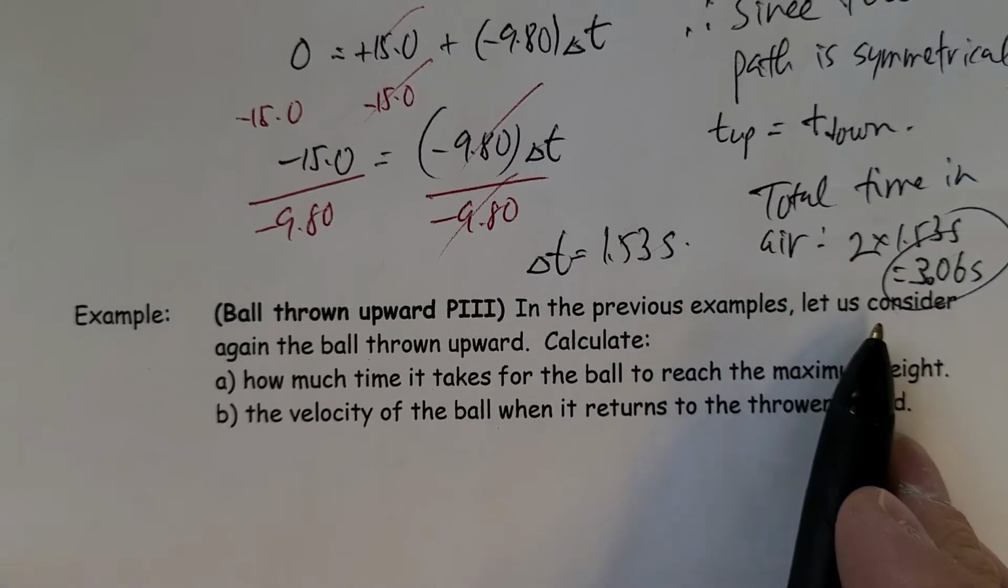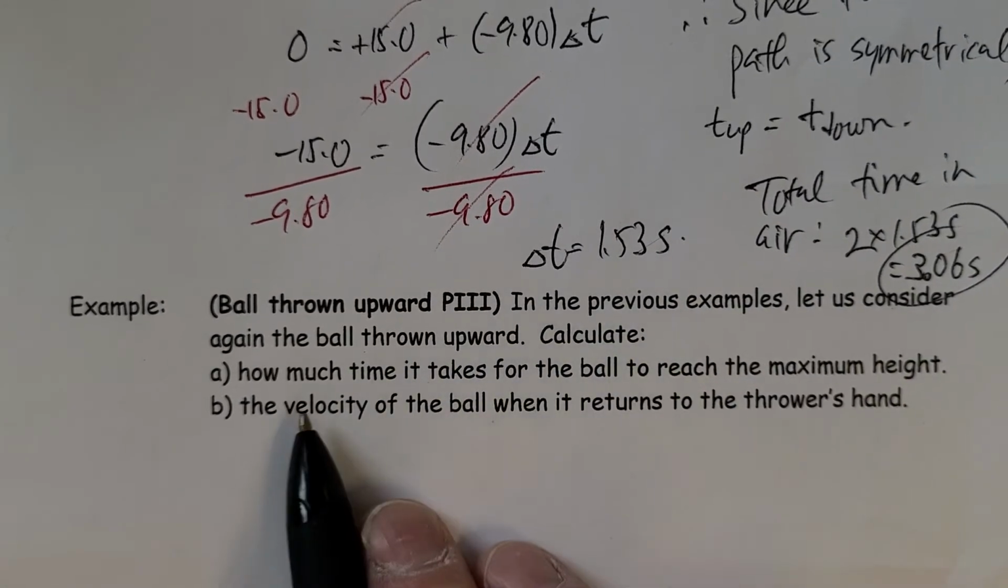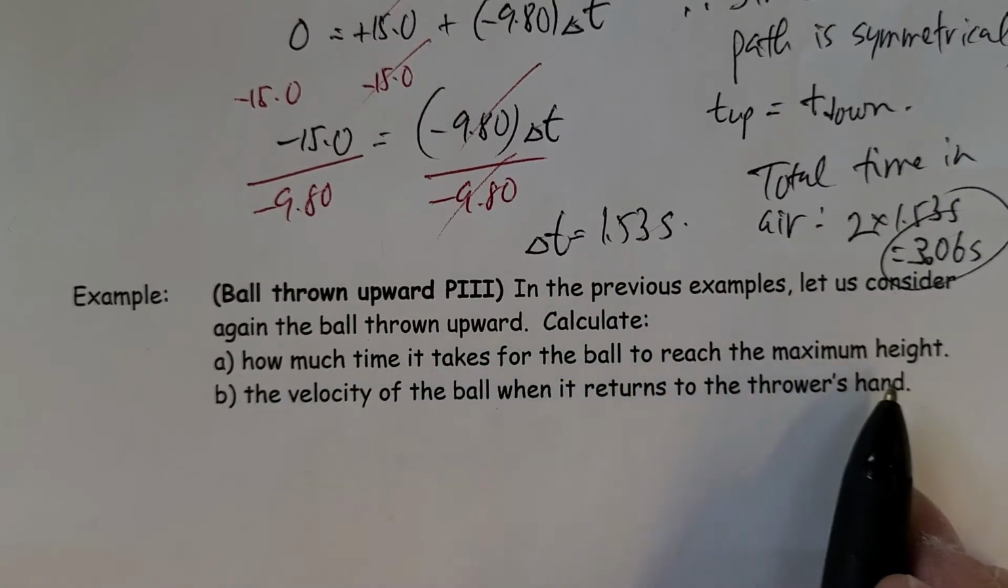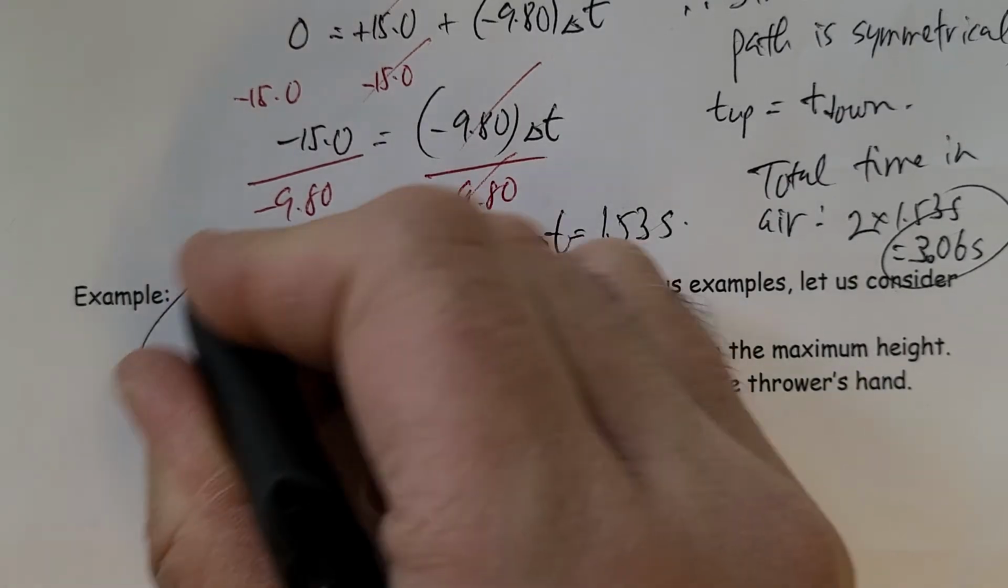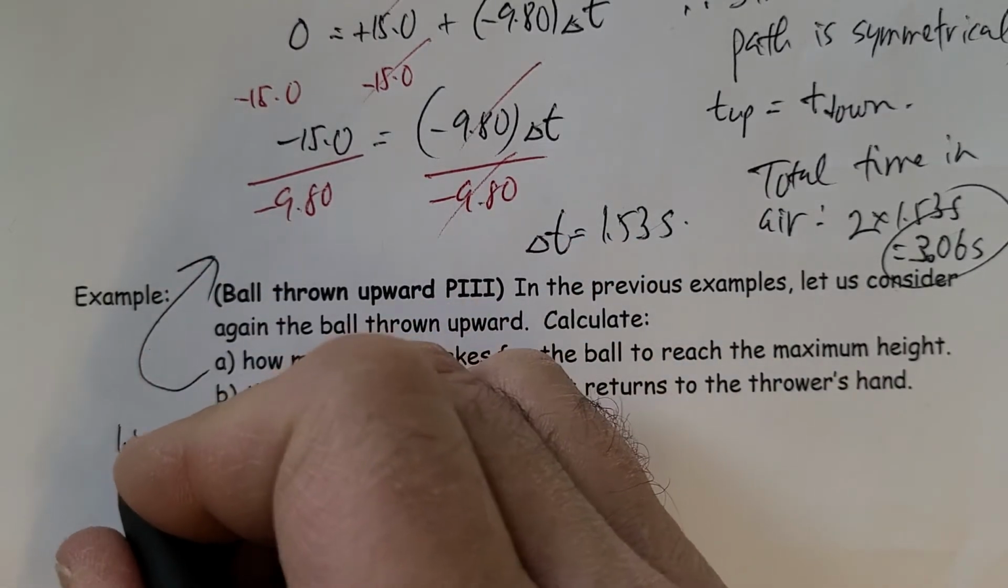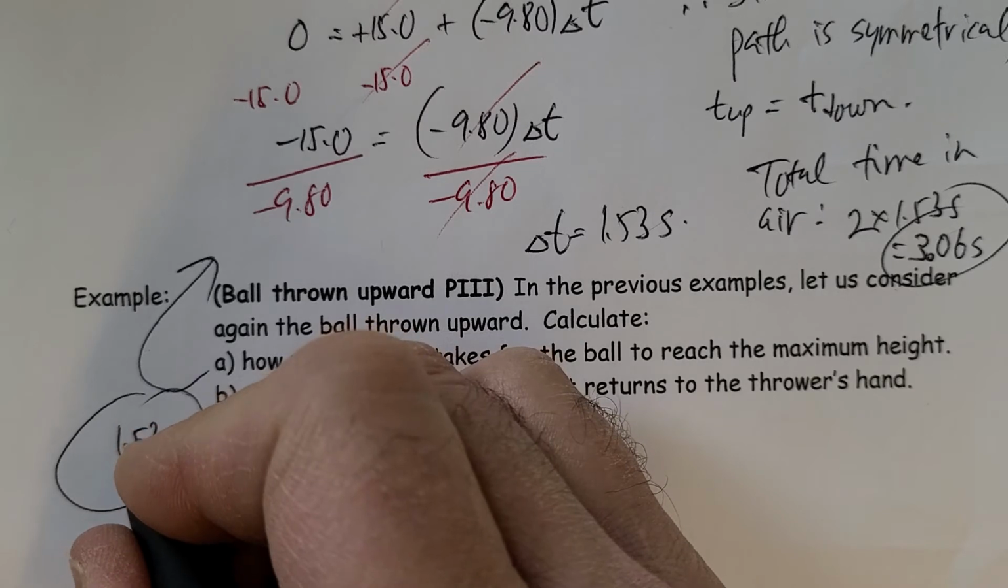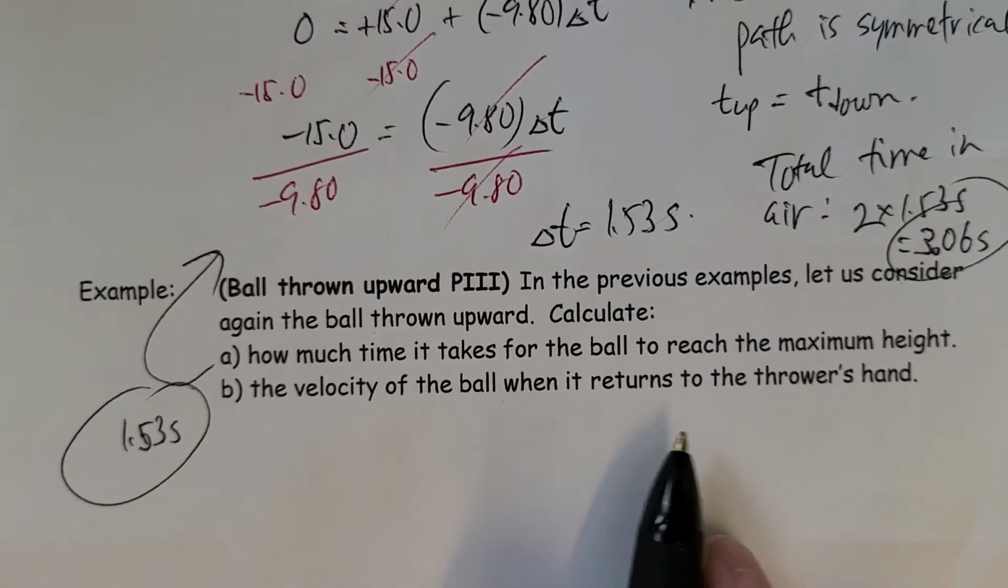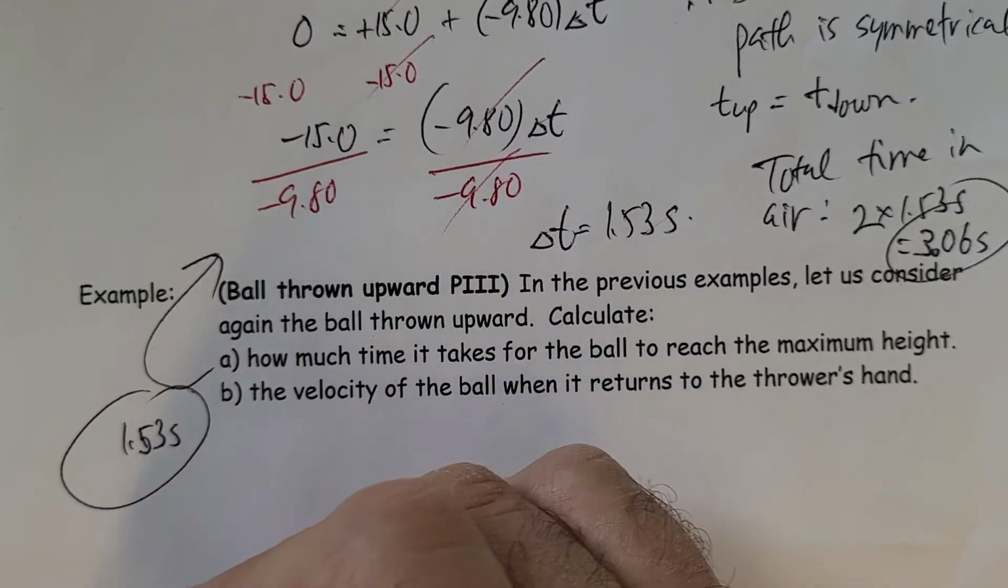Now, again, as in the previous example, let's consider again the ball thrown upwards. How much time does it take for the ball to reach the maximum height? Well, we already did that. So it's 1.53 seconds. And the velocity of the ball when it returns to the thrower's hand. Now, this is interesting too.